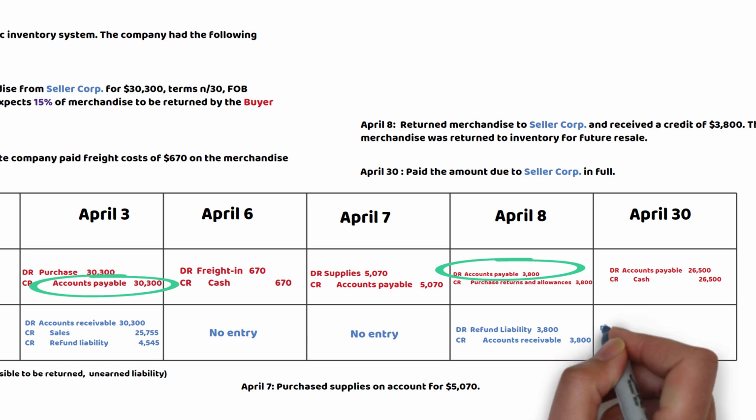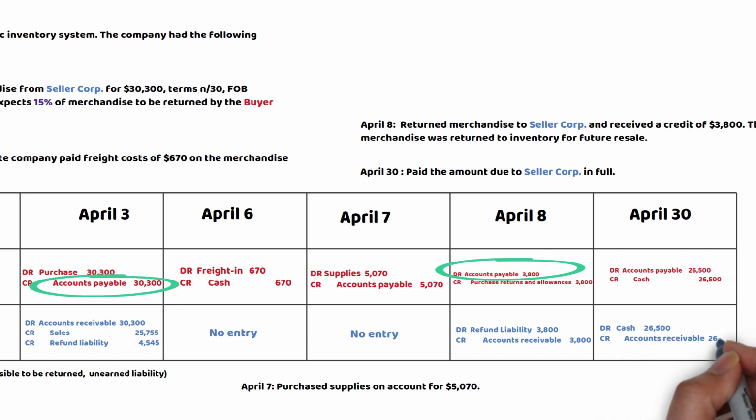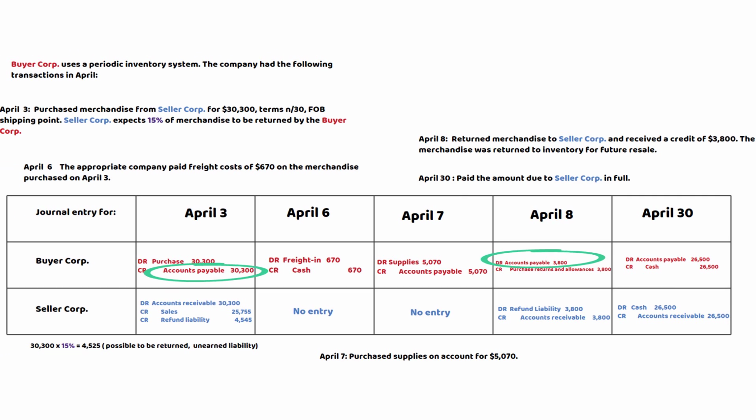The entry for the seller will be the opposite. You receive the cash, debit cash, and credit accounts receivable. So I hope this makes sense.